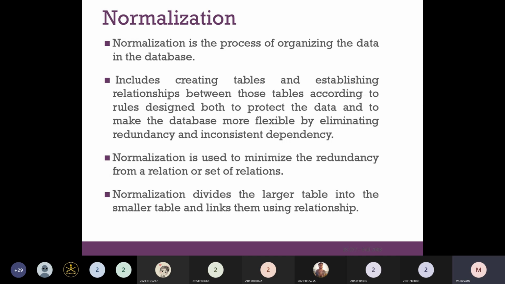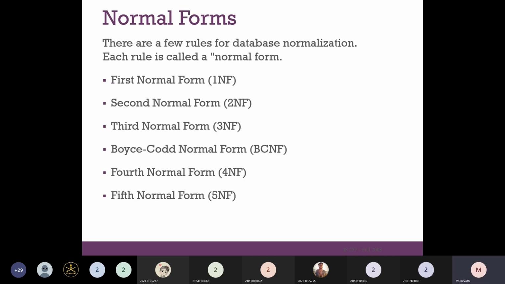So we can say that normalization is the organization technique that helps to minimize the redundancy in your relation. The minimization of redundancy is carried out by dividing a single relation into a number of relations and enforcing a relationship between the relations. That is normalization.